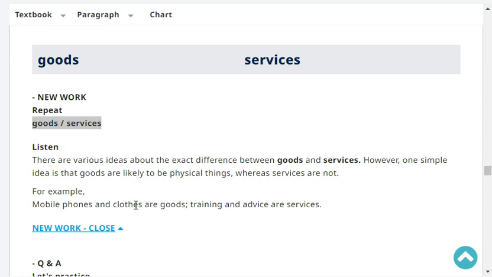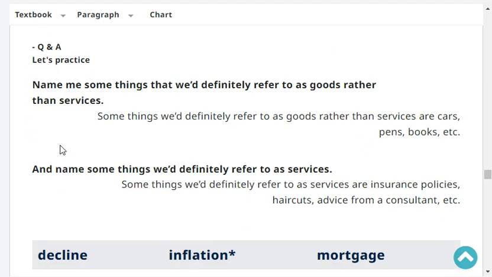For example, mobile phones and clothes are goods that we sell. Training and advice and skill development are services. Okay, let's practice. Name me some things that we definitely refer to as goods rather than services. Cars, pens, books, clothes, etc.